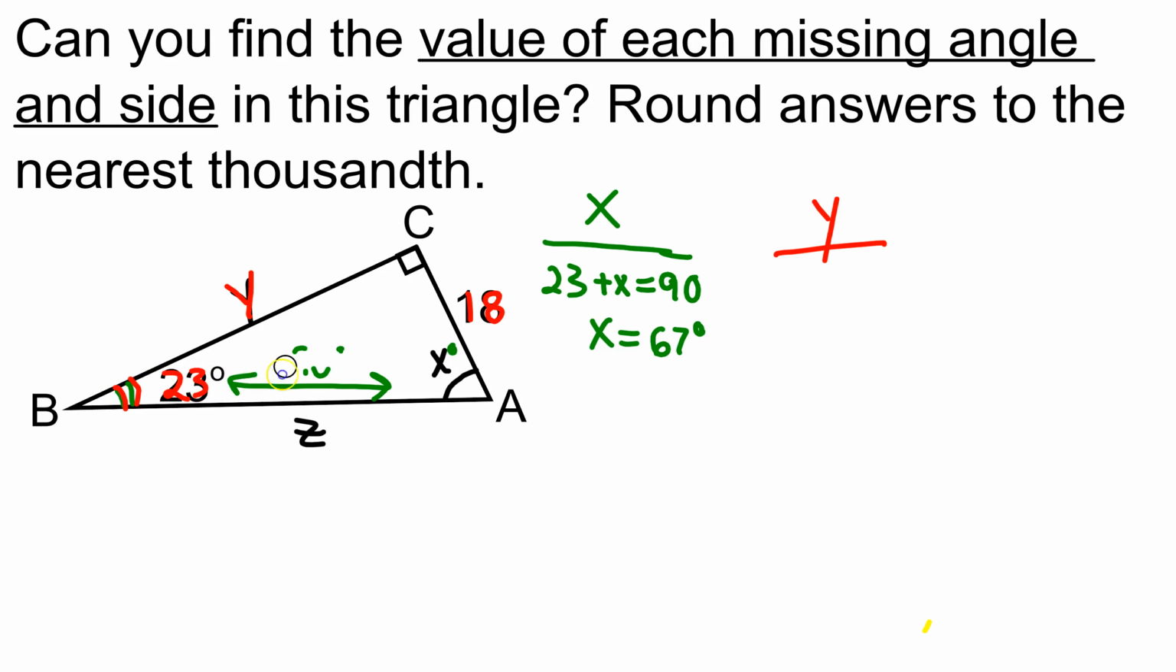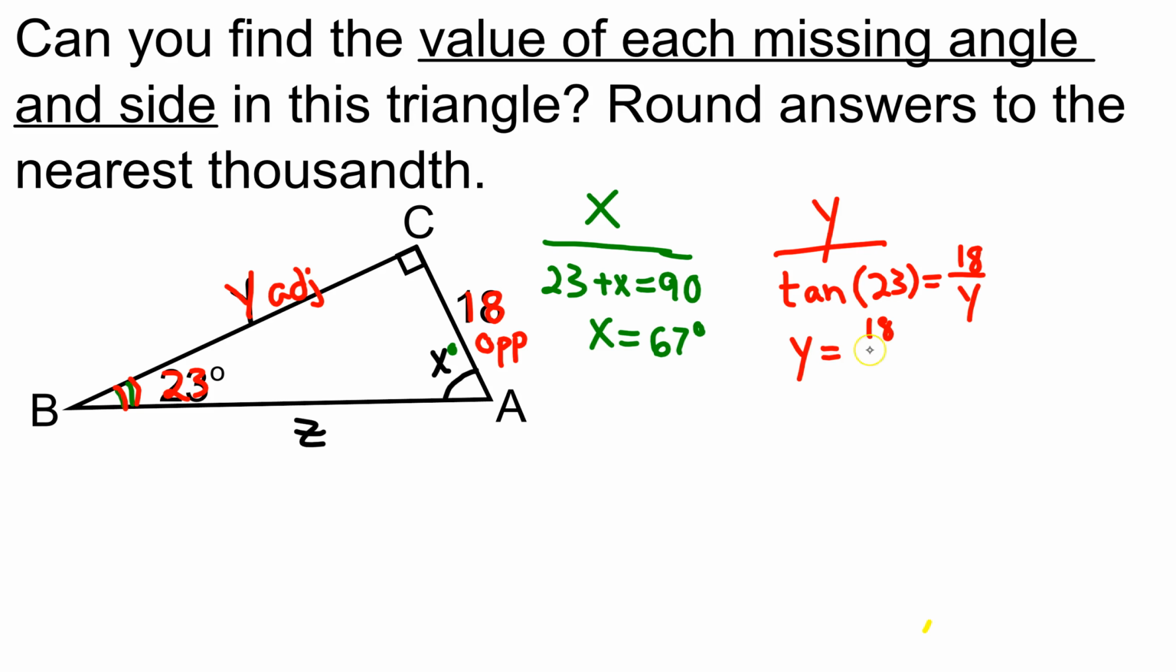They gave us this angle, and they gave us this 18, which we know is the opposite side. And we want to find y, and that's next to the angle, and it's not the hypotenuse, so it must be the adjacent side. So if we have opposite and adjacent, we know that is going to be the tangent function. So when we write our equation, we say the tangent of the angle is equal to the opposite over the adjacent. Now when we solve this equation, we're going to end up with y equal to 18 over the tangent of 23.